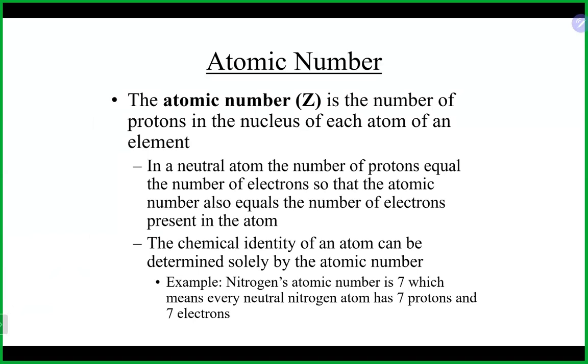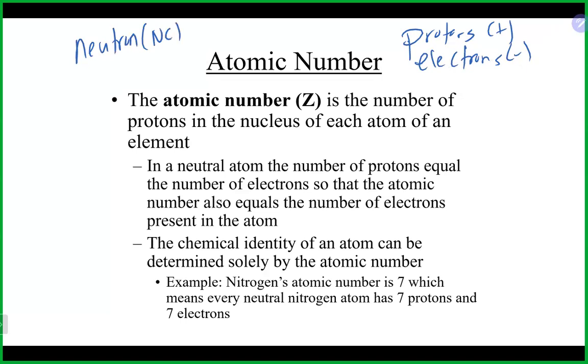Now, obviously, if we have a neutral atom, and since we only have 3 particles in an atom, we have protons, which are positively charged, electrons, which are negatively charged, and neutrons, which have no charge. It's really just these two guys that affect the charge. And if it's neutral, that would mean we need an equal number of those things, right? So if we have a certain number of positive protons, the only way to get neutral is to have an equal number of electrons.